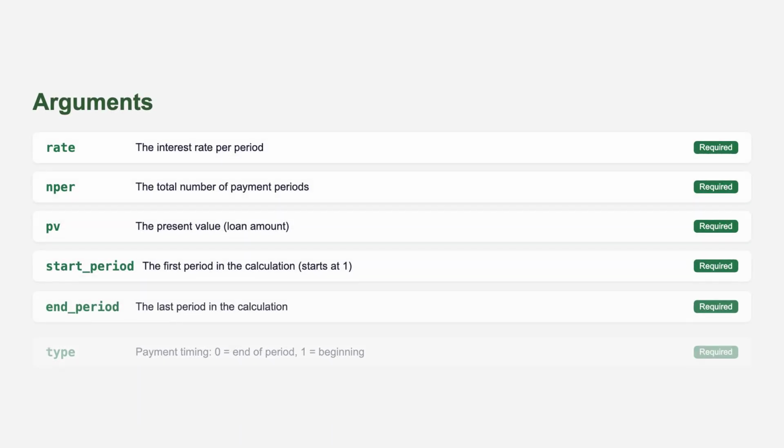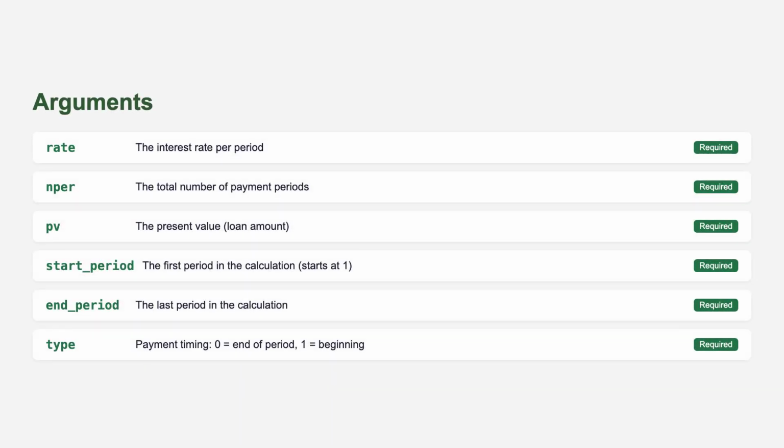There are 6 arguments: rate, the interest rate per period; NPER, the total number of payment periods; PV, the present value or loan amount; start_period, the first period in the calculation, starting at 1; end_period, the last period; and type, the payment timing, 0 for end of period or 1 for beginning of period.